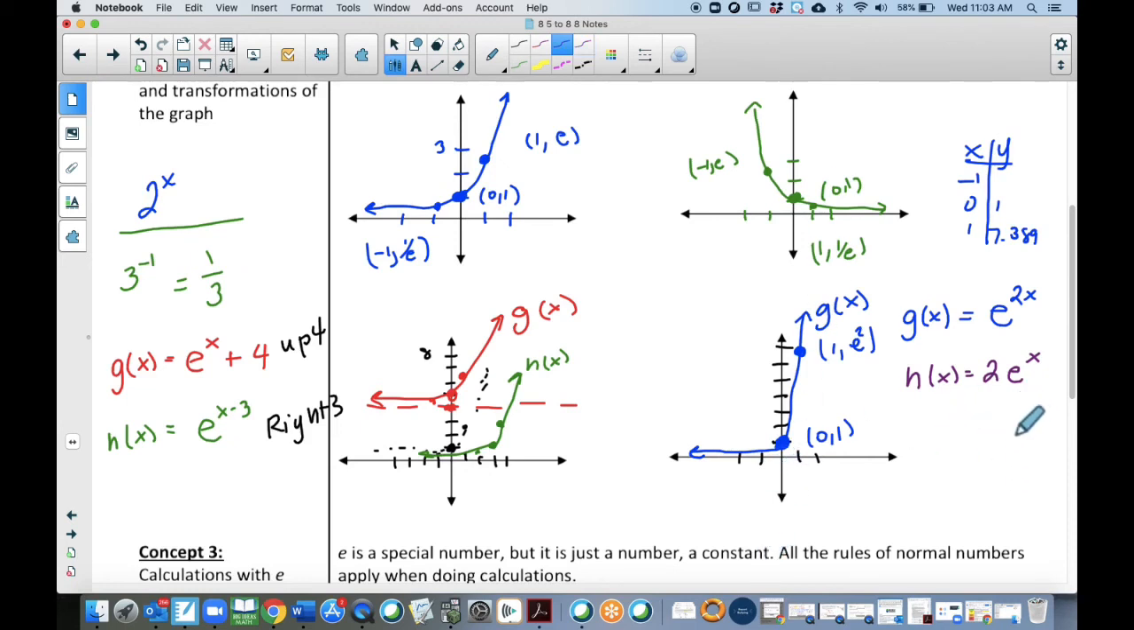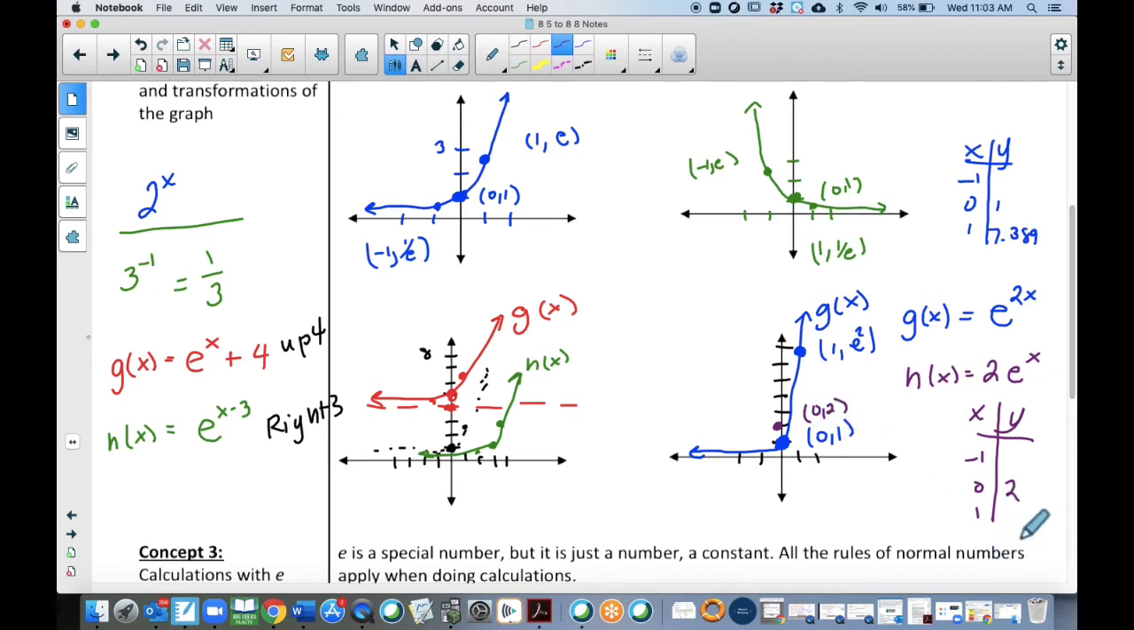Let's look at 2 times e to the x. Once again, we can make a table of values. You can just do this table of values in your head. I'm doing it on paper so that we can see what's going on, but really you could just do it in your head. If I plug in a 0, is that going to give me 1 like normal? It's not. It's going to give me a 2. And so that's one thing that you can look for again: where is that y-intercept?